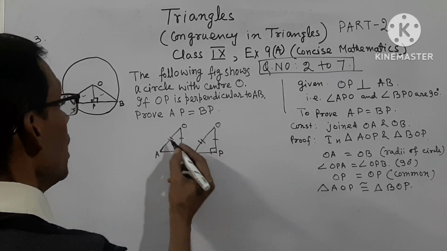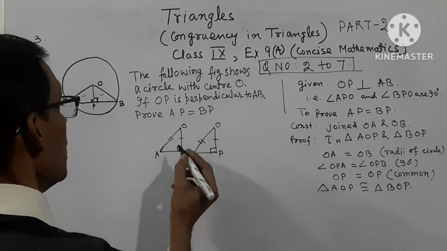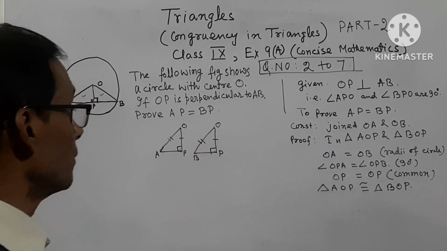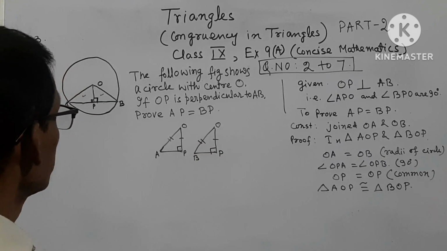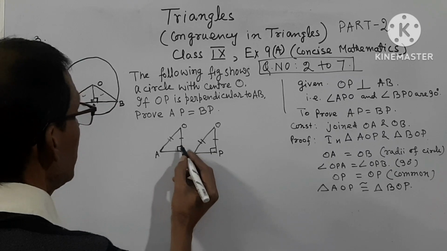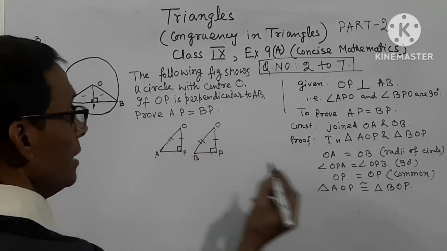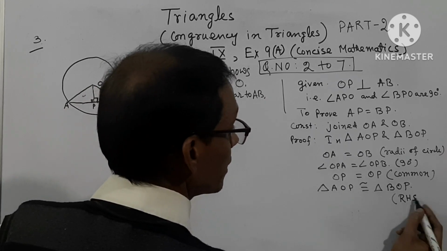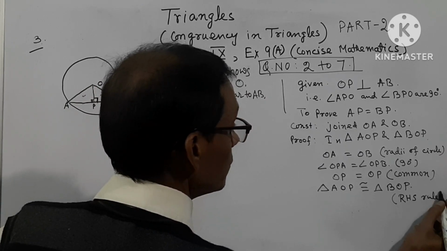AO and BO are hypotenuse. This is right angle, and OP and OP are the side of the two triangles. So right angle, hypotenuse and side. So this is coming under RHS criteria or RHS rule.